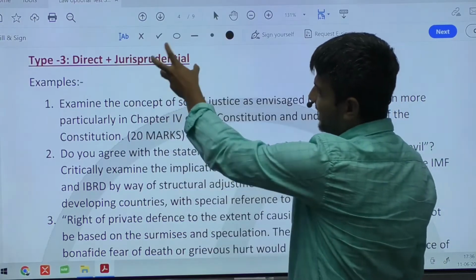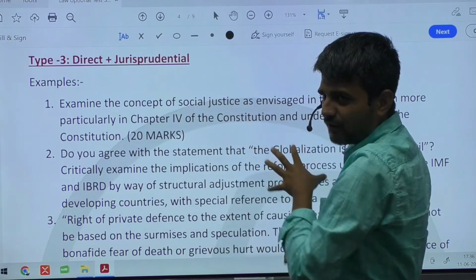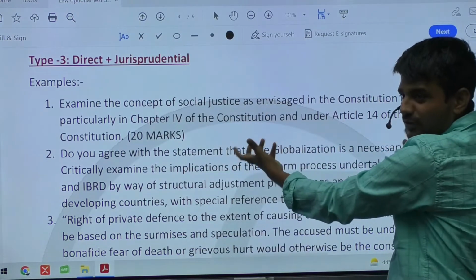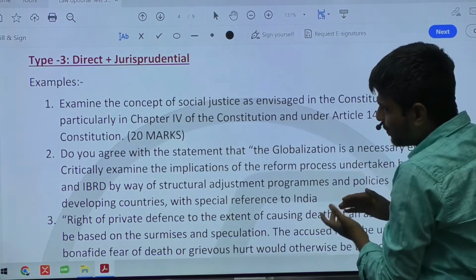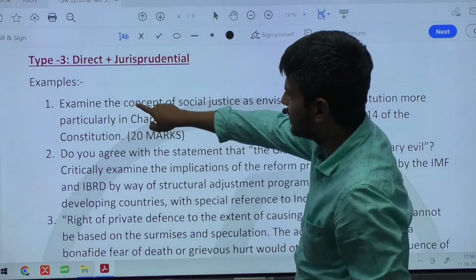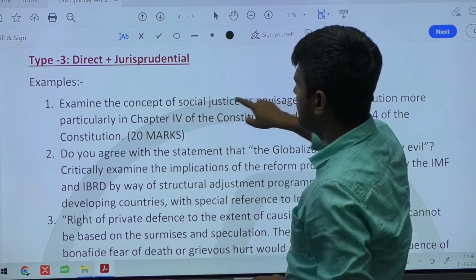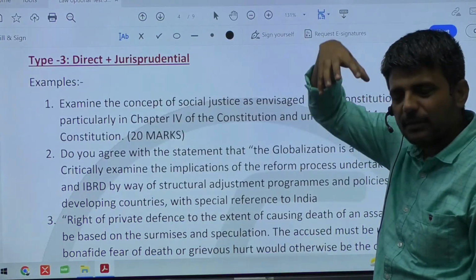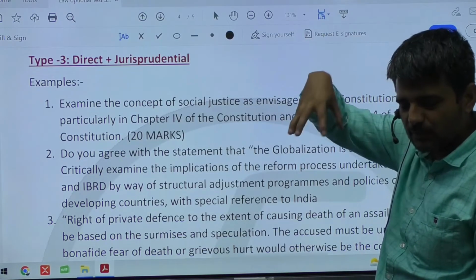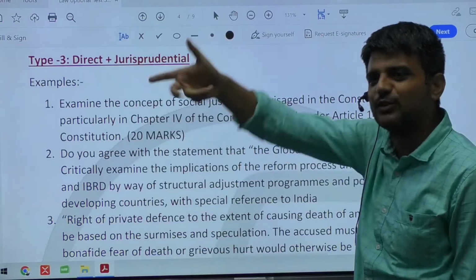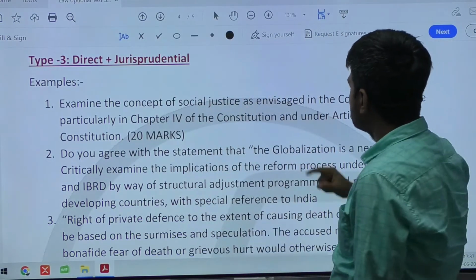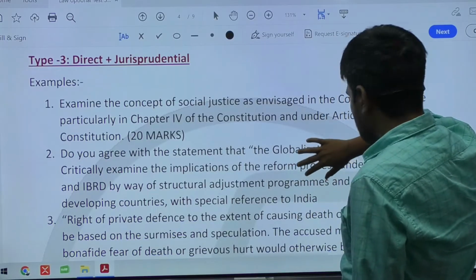So when you have this direct plus jurisprudential type of question, what do you have to write in the intro part? This itself. Okay, this is the question, right? In the body and the conclusion part, you will actually examine these two provisions. Getting my point? The philosophical part is in the body and the conclusion part. This philosophical part need not be written only in the introduction. Getting my point? Understood? Okay, right? So that is something you must keep in mind. Yes, tell me.